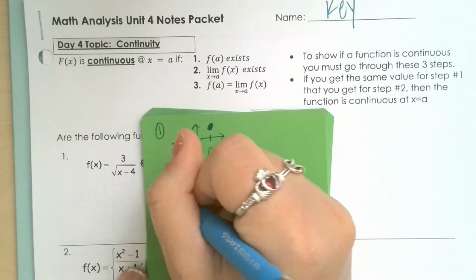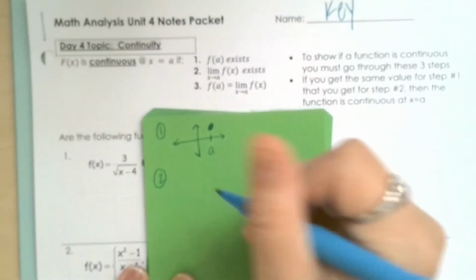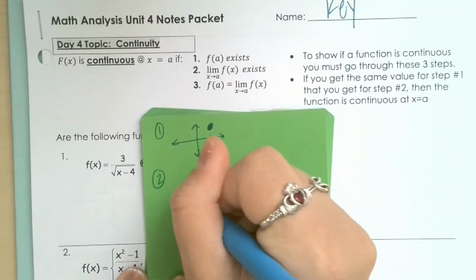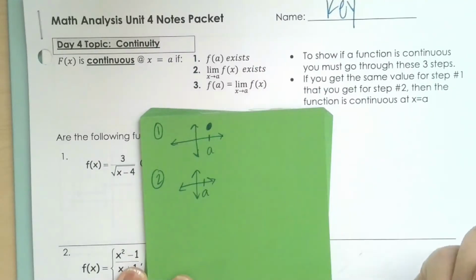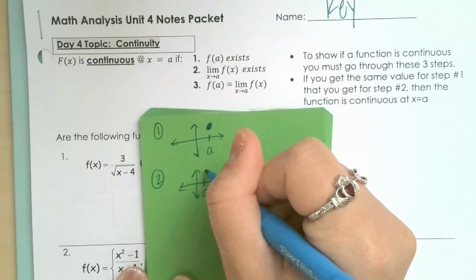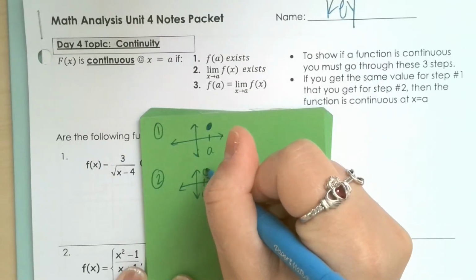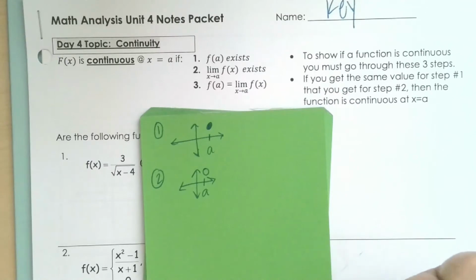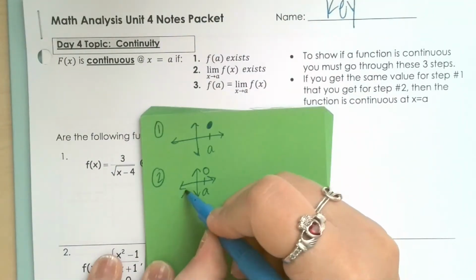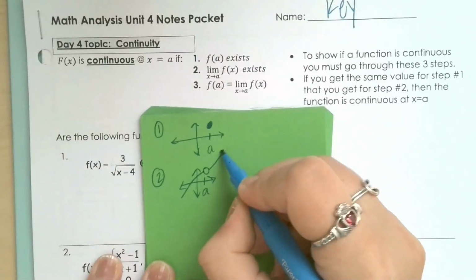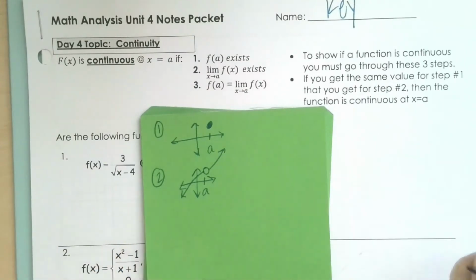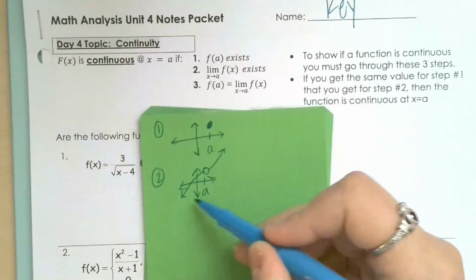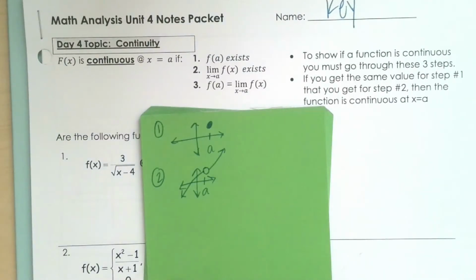The second one is talking about the limit. We need the limit as x approaches a of f of x to exist as well. So here is our a, and we can have it at an open circle or a closed circle, but remember what we need for our limit to exist is that it needs to exist from the left and also the right. They need to be the same value. They need to be approaching the same value from the left and the right. So this is step 2. This tells us the limit exists.